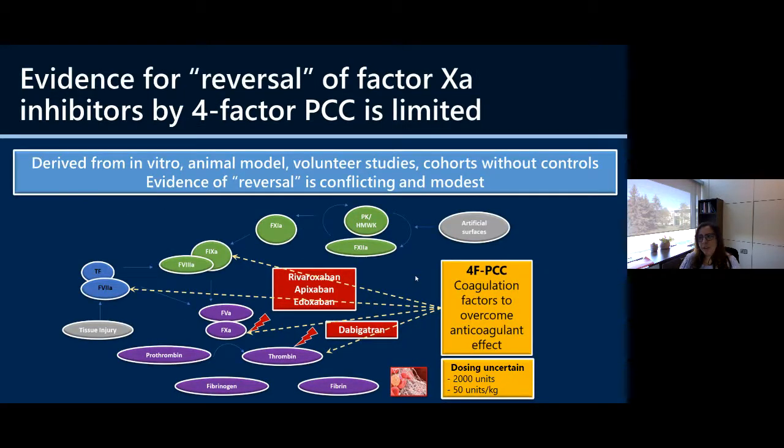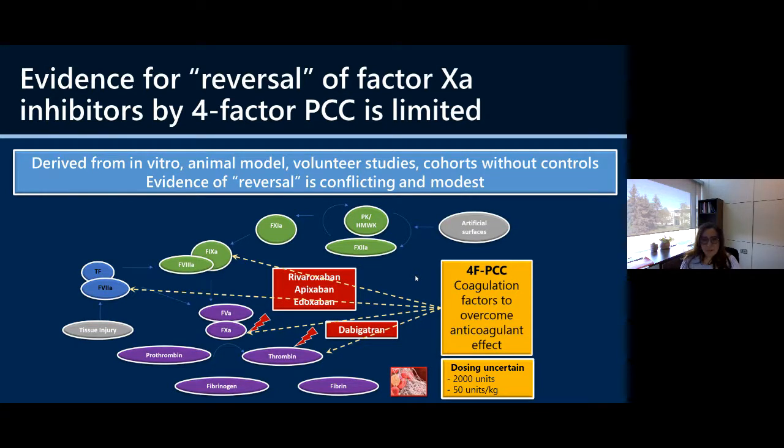But I wanted to mention that the evidence that PCC actually reverses the anticoagulant effect of factor Xa inhibitors is really limited. We have in vitro studies, animal models, human volunteers, and then some small cohorts of patients without control groups that have informed at least some of the dosing and summarized our experience, which is still valuable, but there is a lot of uncertainty about incremental benefit and harm. So the evidence of reversal is conflicting and modest.